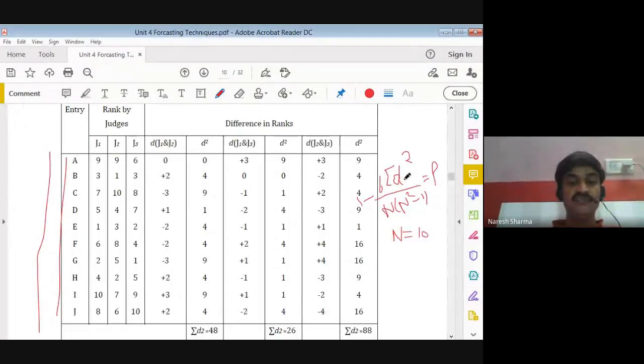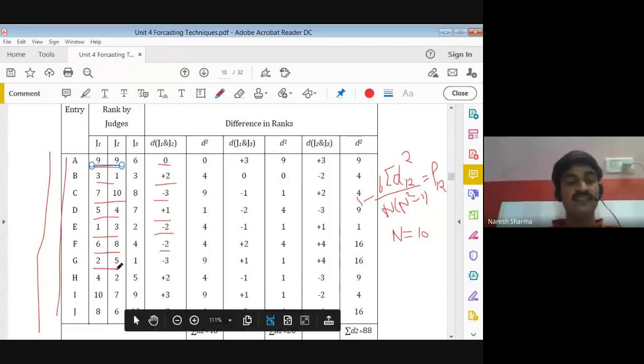Now we require d. For just 1 and 2 we are checking, so we calculate d for the first and second data. We take the differences: 9 minus 9 is 0, 3 minus 1 is 2, 7 minus 10 is minus 3, 5 minus 4 is plus 1, 1 minus 3 is minus 2, 6 minus 8 is 2, 2 minus 5 is 3, 4 minus 2 is 2, 10 minus 7 is 3, and 8 minus 2 is 2.